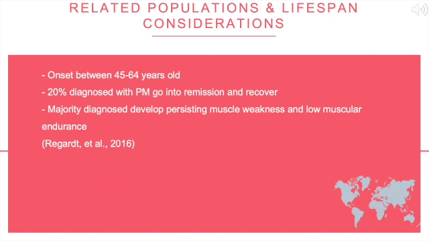For related populations and lifespan considerations, the onset of PM occurs between 45 and 64 years of age, and it is very rare for there to be a diagnosis before that age frame. 20% of people who are diagnosed go into remission and recover with minor signs and symptoms. However, that leaves the other 80% of people who are diagnosed to have persisting muscle weakness and low muscular endurance for the remainder of their life. And I say life because since there is no cure, they just have to manage the signs and symptoms that they experience.